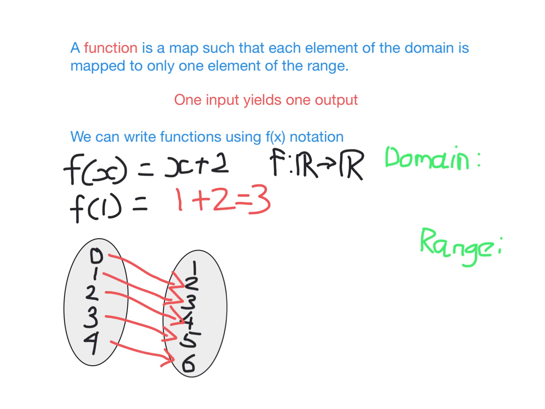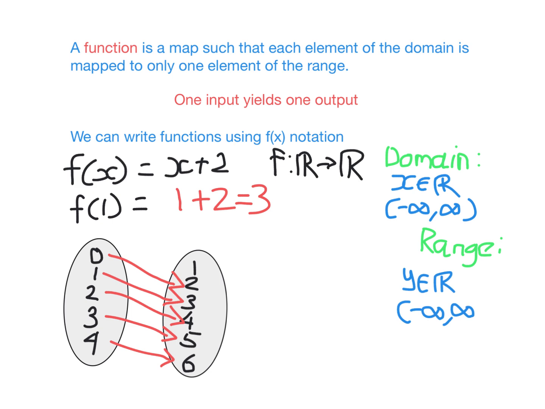So if I look at this whole function, not just the bit I showed you down here, the domain of this function is all real numbers. So x is an element of the real numbers. In interval notation, we would write it like this. x can be any value between negative infinity and infinity. These round brackets mean we're not including these two endpoints. The range for this, as it is for all linear functions, is also any real number, in interval notation, any value between negative infinity and infinity.